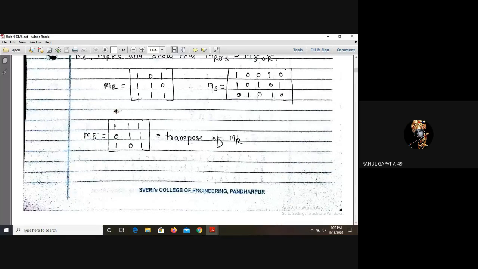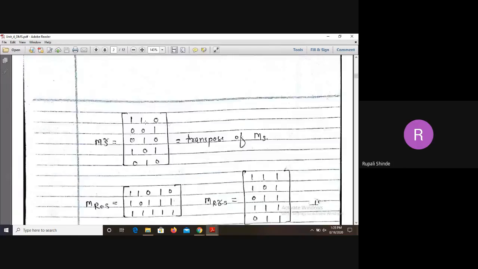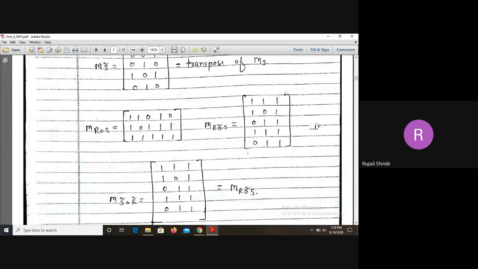1, 1. Okay. Third value? 1, 1. Fourth value? 1. And last one? 1. So all the values in the third row are 1, 1, 1, 1, 1. Okay, so this is the matrix for R composition S.